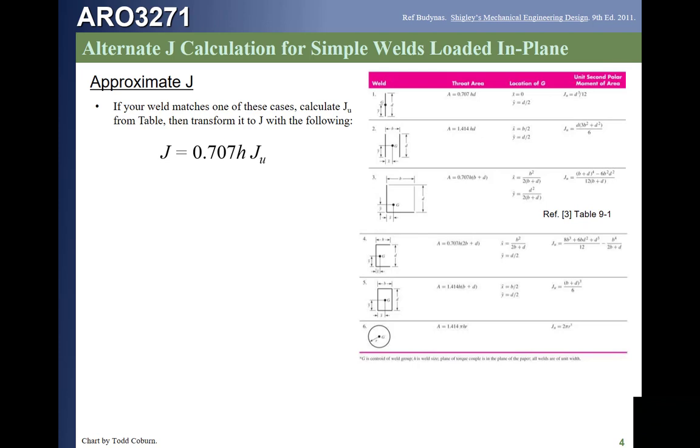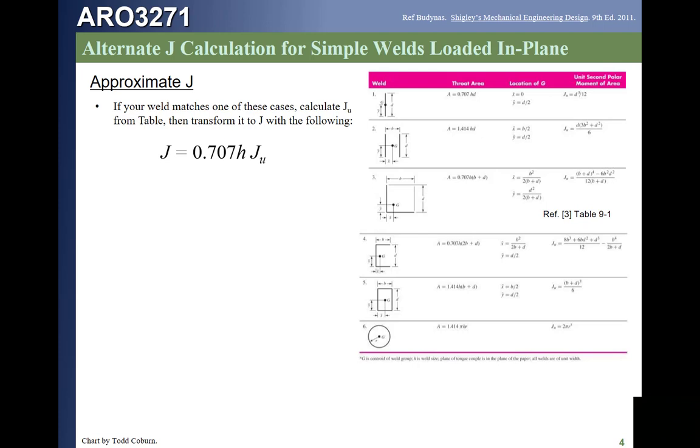So with that said, if we find one of these welds, we can use this approach in lieu of our other approach. Now you'll notice the J's for these welds are neglecting that small term, the 0.707 h cubed term that we talked about last time.